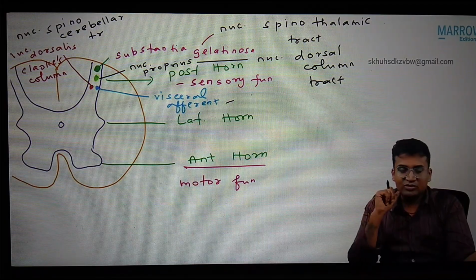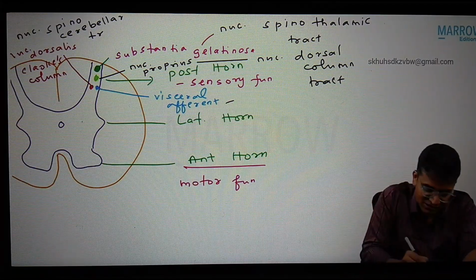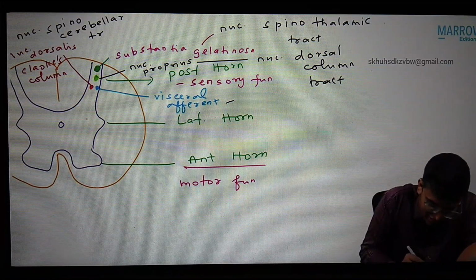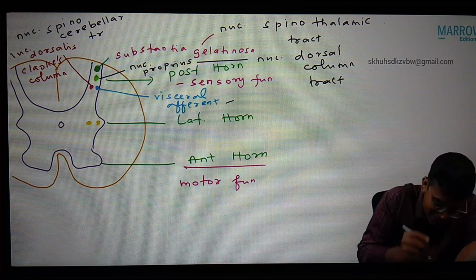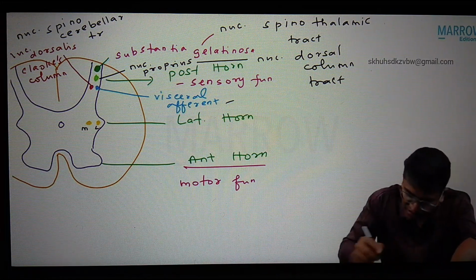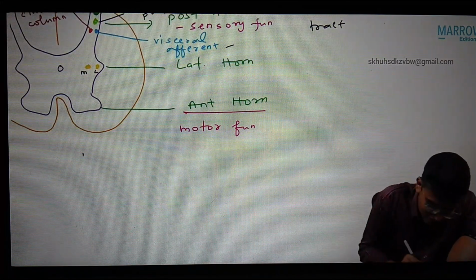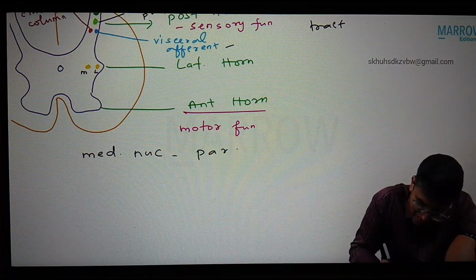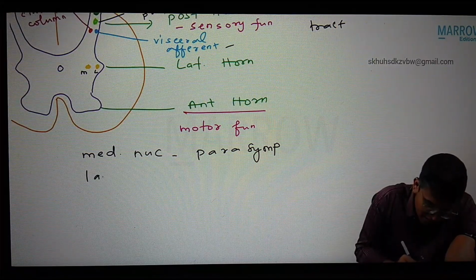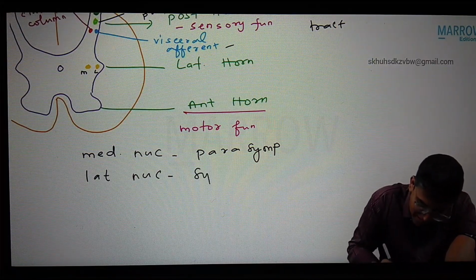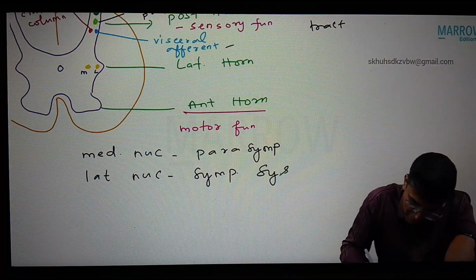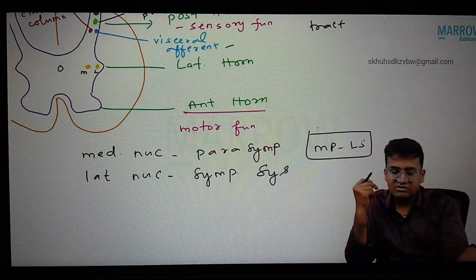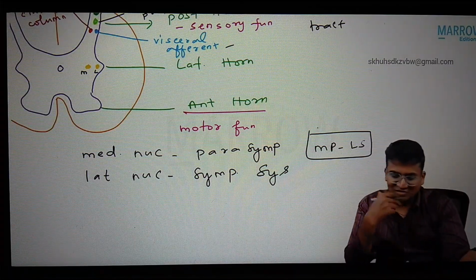Now, in the lateral horn, we have two nuclei: the medial nucleus and the lateral nucleus. I am writing M and L. The medial nucleus is for the parasympathetic system and the lateral nucleus is for the sympathetic system. The mnemonic is MPLS: medial nucleus for parasympathetic system and lateral nucleus for sympathetic system.